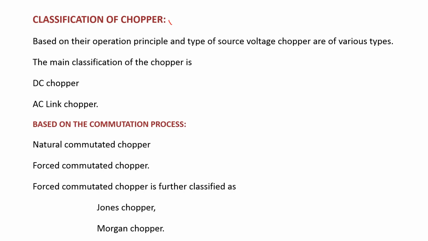Coming to the classification of choppers, based on the operating principle and type of voltage source we use, choppers are mainly classified into two types: the DC chopper and the AC link chopper. And based on the type of commutation we use, choppers are again classified into two types: naturally commutated choppers and forced commutated choppers. Again, forced commutated choppers are classified into two types: the DC Jones chopper or Jones chopper, and the Morgan's chopper.